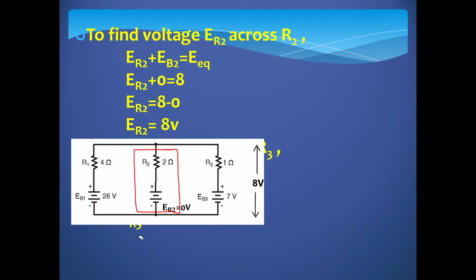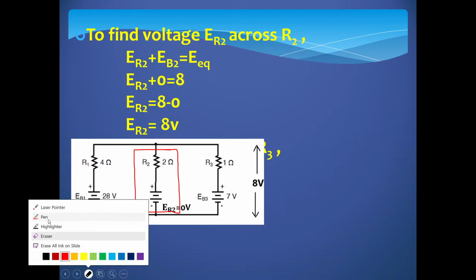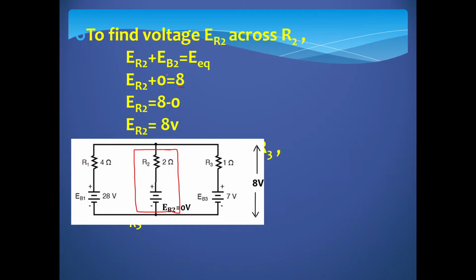So therefore ER2 plus EB2 is equal to E equivalent. What is ER2? I have to determine. What is EB2? EB2 is not at all there. We have assumed a voltage source whose value is 0. So ER2 plus 0 is equal to what? 8. So ER2 is equal to 8 minus 0, ER2 is equal to 8 volts. This is it.